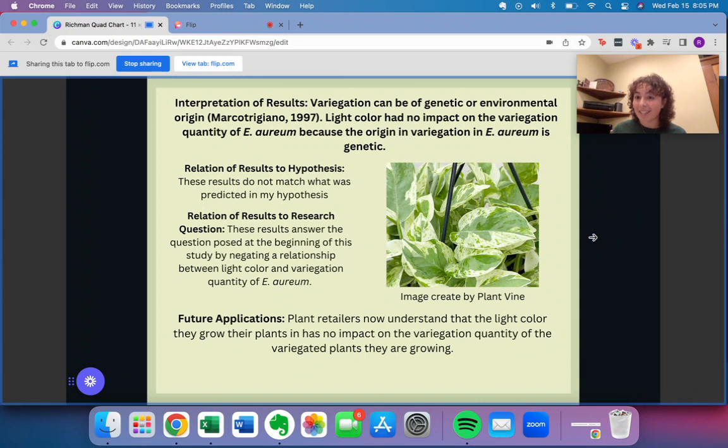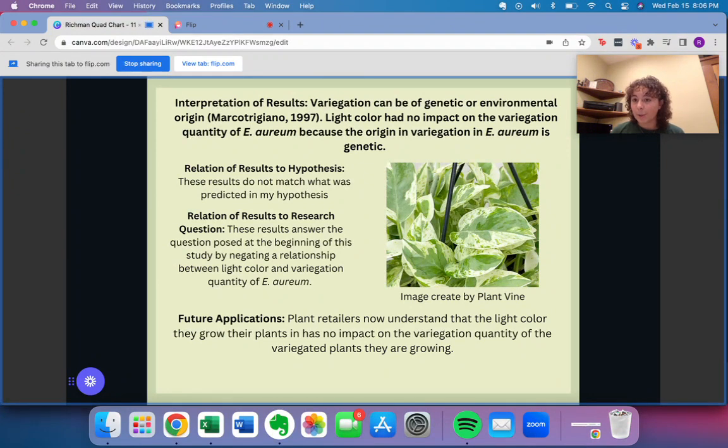And this makes sense because the variegation is of genetic origin. The light color that a plant is in for 21 days isn't going to change the genetic makeup of a plant. That makes sense. And this does not support my hypotheses at all, but it does answer my research question, so we got an answer. We know that when plant retailers are going to grow plants, they can just focus on the light intensity that the plant is in. They don't need to focus on the light color to be able to provide the best variegated plants possible.